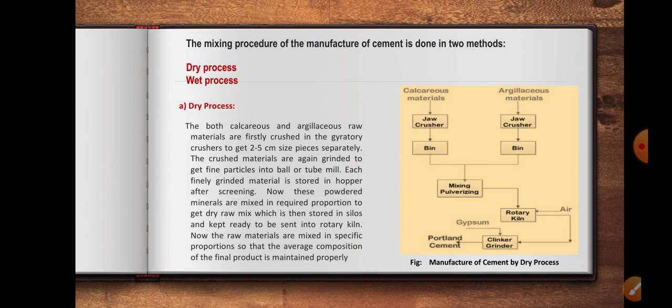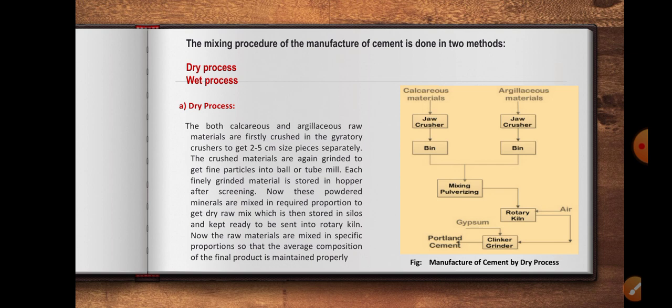Now let us talk about the process. The mixing procedure for the manufacture of this cement is done in two ways. Number one is the dry process and number two is the wet process. It depends upon the source of materials which we get. If the materials are hard, then we go through the dry process. And if the materials are soft, then we usually go through the wet process. So let us talk about both the processes individually.